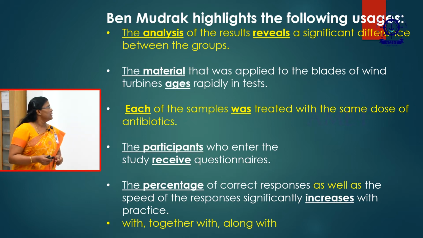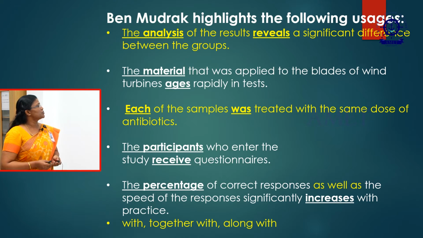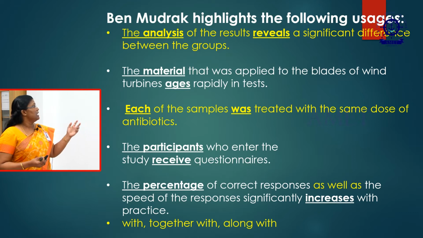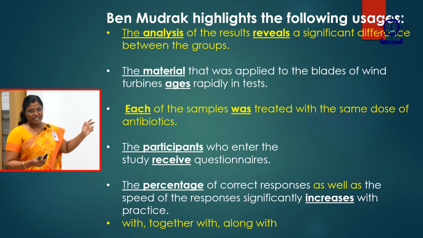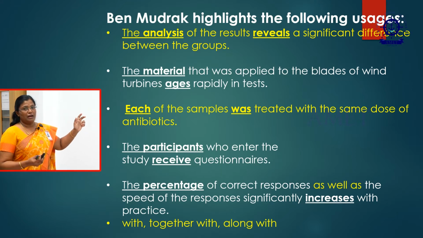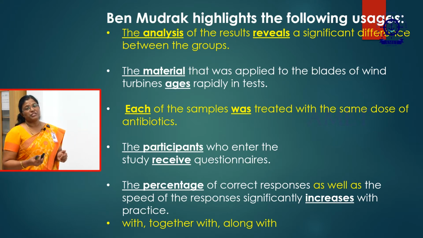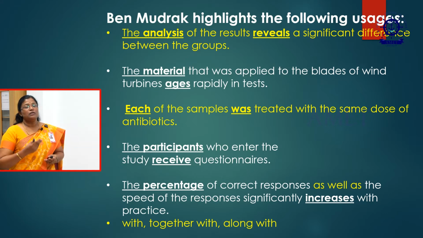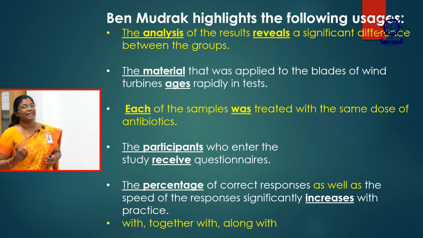The next one, the material that was applied to the blades of wind turbines ages rapidly in tests. The material is the subject. To support the subject, some more information is provided in this sentence: the material that was applied to the blades of wind turbines. Some additional information about the subject is provided, but the subject remains the material, for which the verb is ages, third person singular, so S is added to the verb. The material ages rapidly in tests.